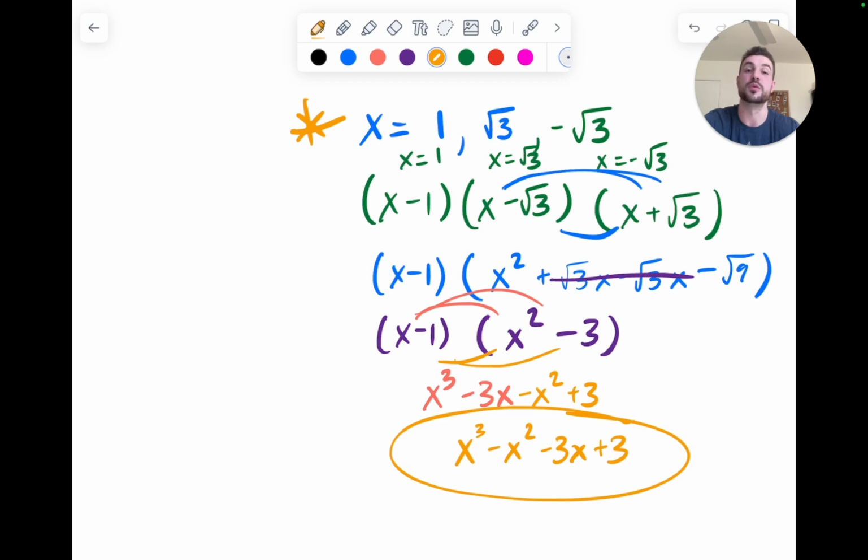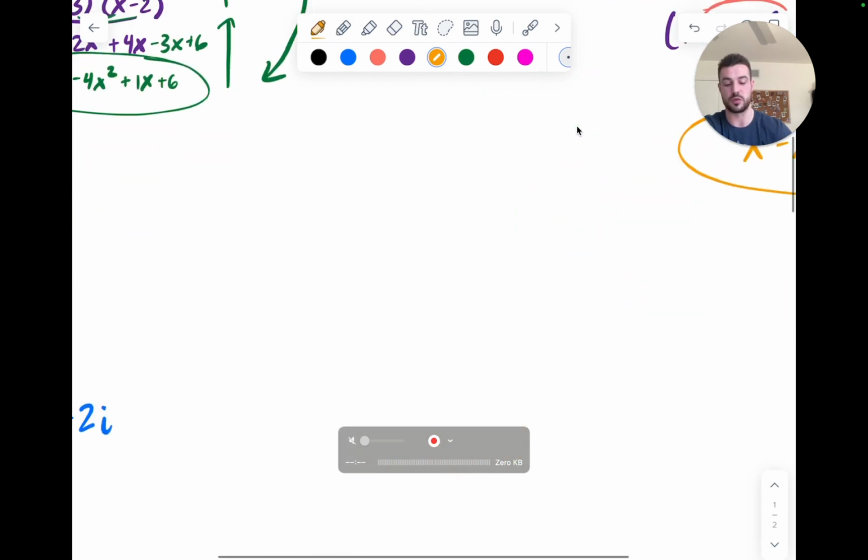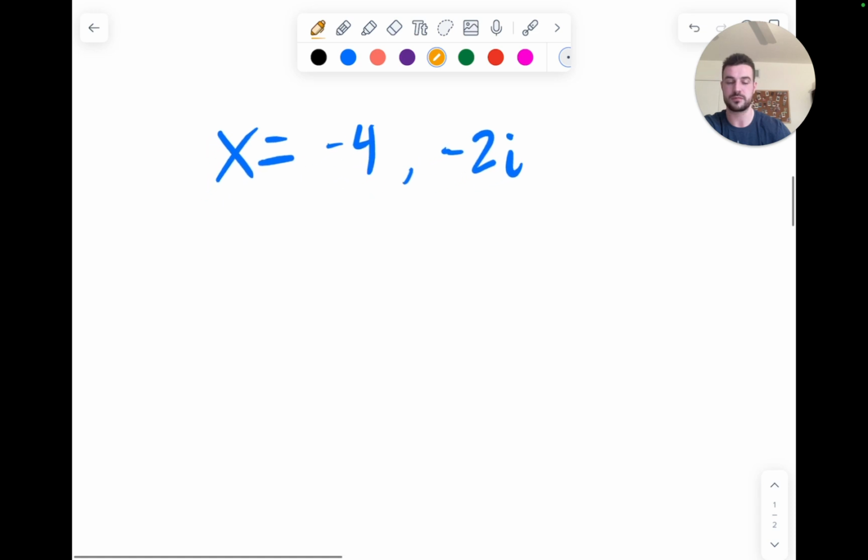Okay? So we need to keep an eye out. Sometimes you are given all of the roots. Sometimes you're not. And so the important thing to keep in mind is square roots always come in pairs, positive and negative. So now what I'm going to do is do one last example. Maybe we'll do one more after that. But I've got x equals -4 and a -2i.